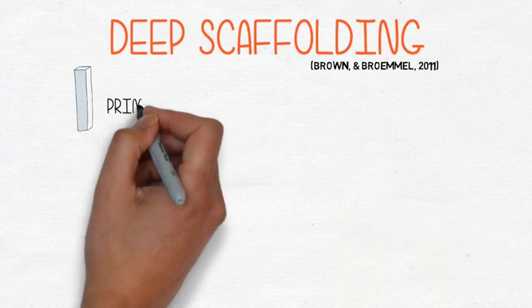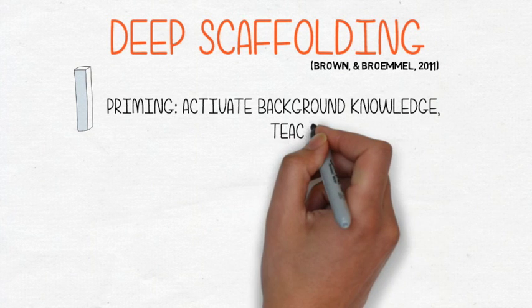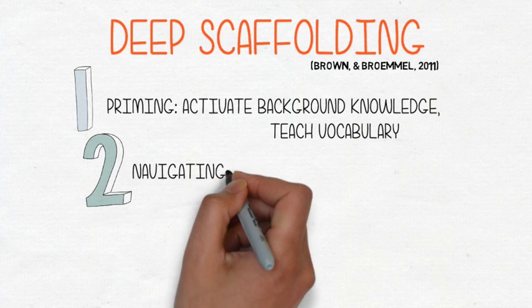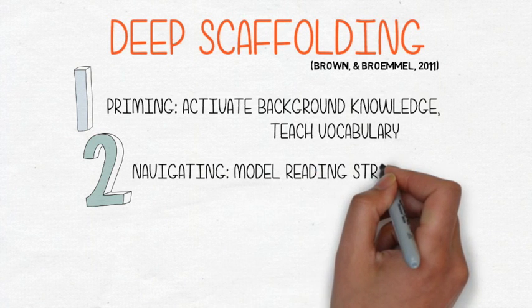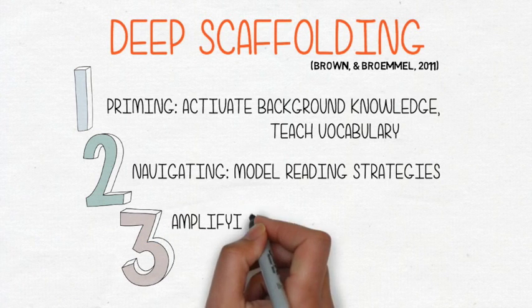Given the enormity of the task of reading, deep scaffolding can be used to support the reading process. This includes 3 key stages: priming, which occurs before reading, where you can build and activate your students' background knowledge and explicitly teach vocabulary; navigating, which occurs during reading, where you can model effective reading strategies to your students and show them what to do when they come across difficult or unknown words; and amplifying, which occurs after reading.